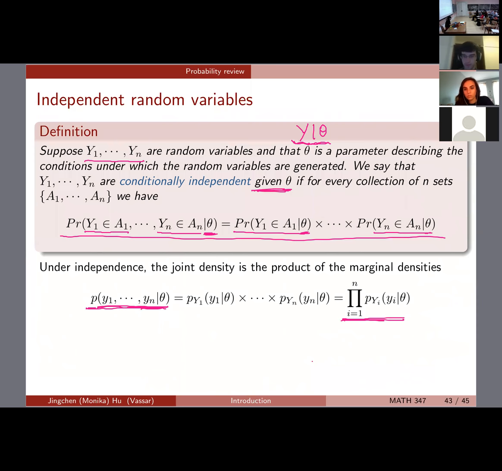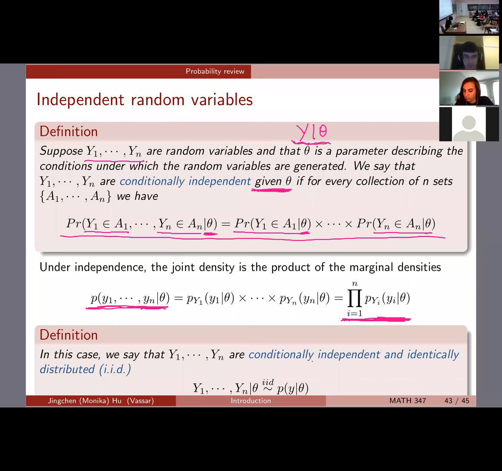However, here, because we're defining everything given theta, you're going to be given theta everywhere, okay? We will use this pretty often in Bayesian methods as well, so it will be good to review at the moment. And then lastly, in the case that I just described, we say that y1 to yn are conditionally independent and identically distributed. So it's conditionally IID.